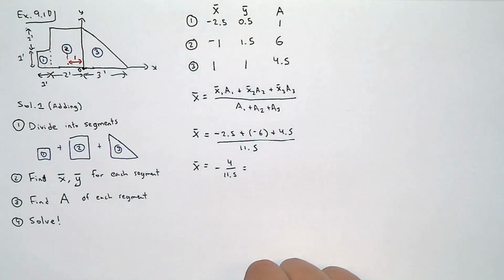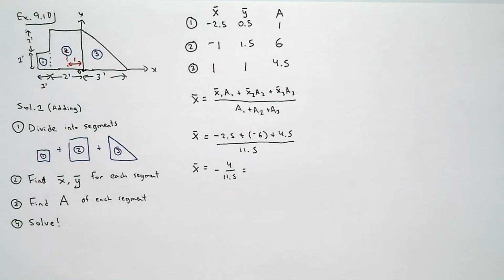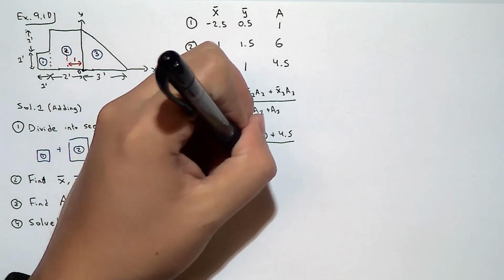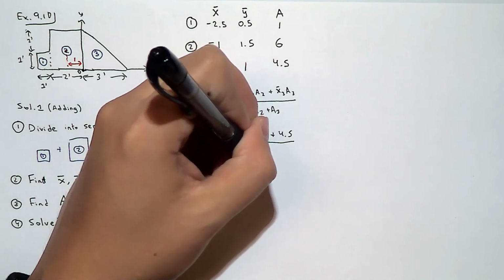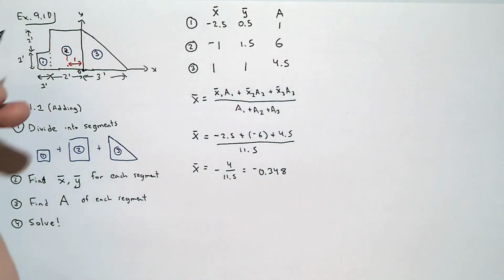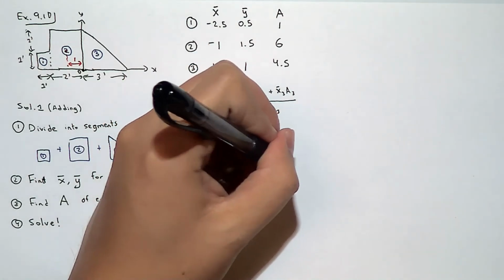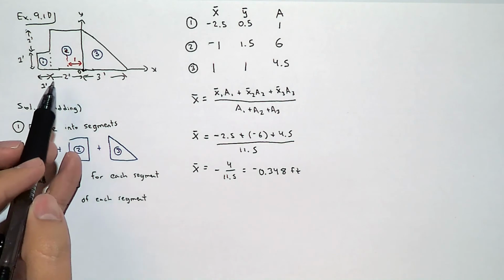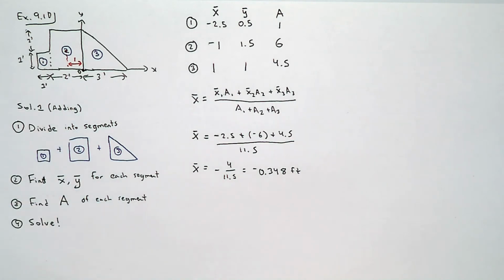Can somebody give me that value? Negative 0.348. Negative 0.348. Can somebody confirm? Yes. In this case, we were given units of feet, so I'll just say feet, right? We're dealing with feet, as you can see here. Good. Same thing applies for my y coordinate, right?